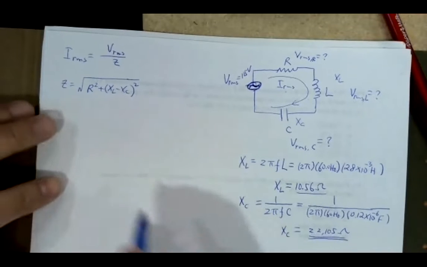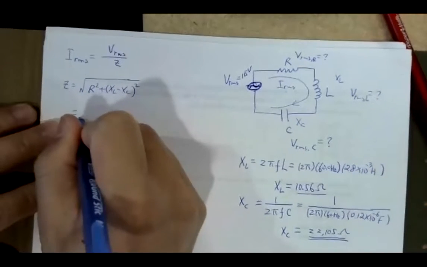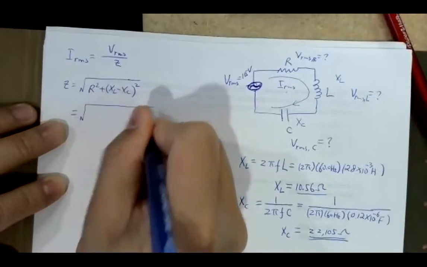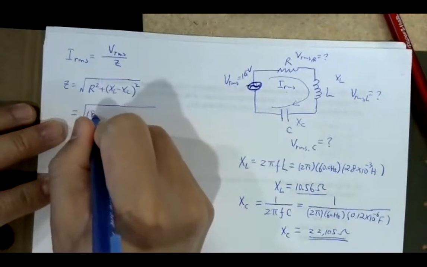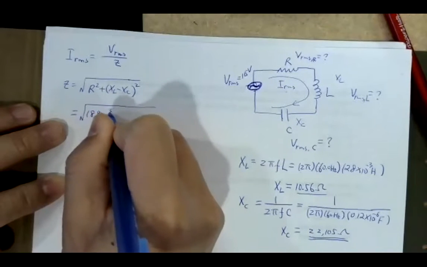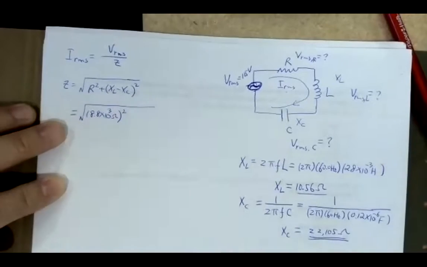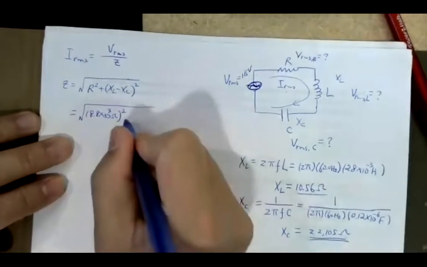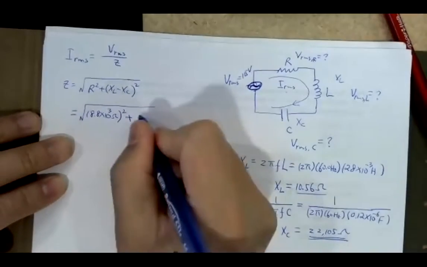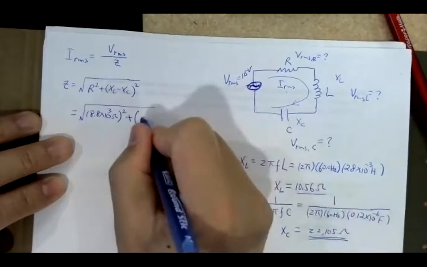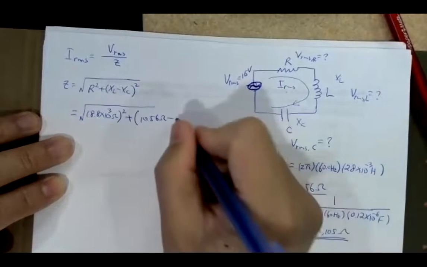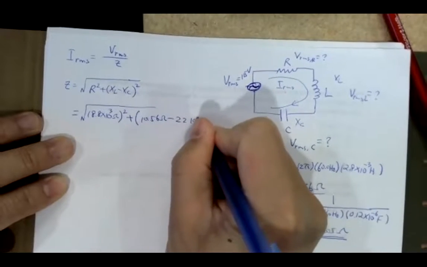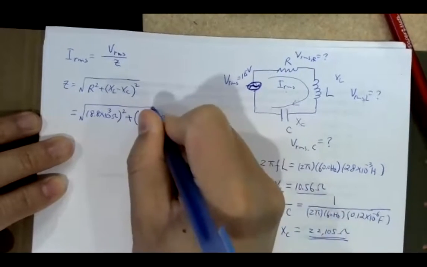Once you have those two, you can calculate your Z, the impedance. The resistance is given as 8.8 kilo ohms, so times 10 to the third, plus you'll do XL minus XC, and then square it.